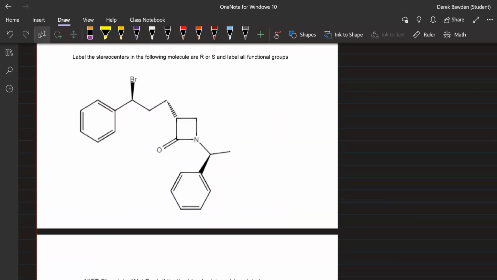Okay, so we're going to want to label the stereocenters as R or S, and then we're going to label all of the functional groups as well. Okay, so let's start with labeling stereocenters. Here's our stereocenter. We've got a hydrogen going to the back, which is our number 4. Bromine is going to be our number 1, and we've got this carbon and this carbon. Which one is a more higher priority?